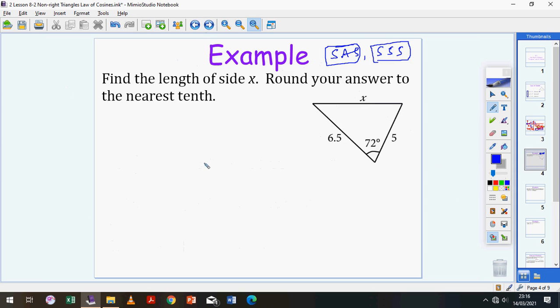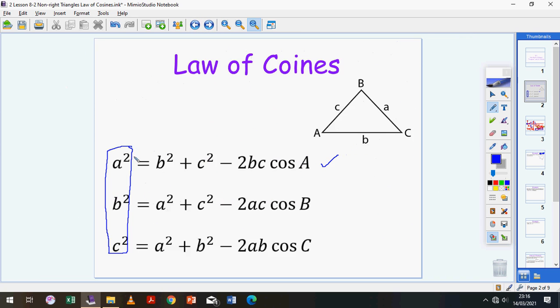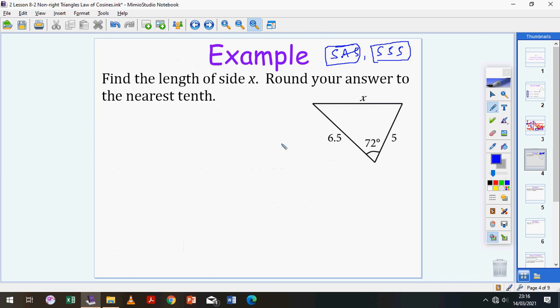So from this, if I want to apply the cosine law, I know if I'm trying to find x, then the formula will be x squared is equal to the other two sides, their sum, minus 2 times their product times the cosine of the angle opposite to x. I'm basically saying what the cosine law is, right? So x squared will equal 6.5 squared plus 5 squared minus 2 times the two sides, 6.5 times 5 times cosine of 72.